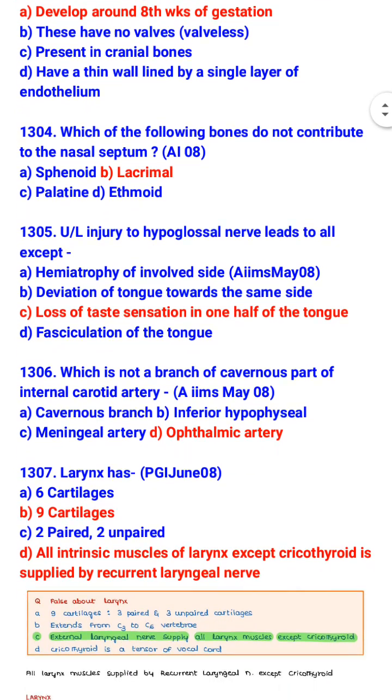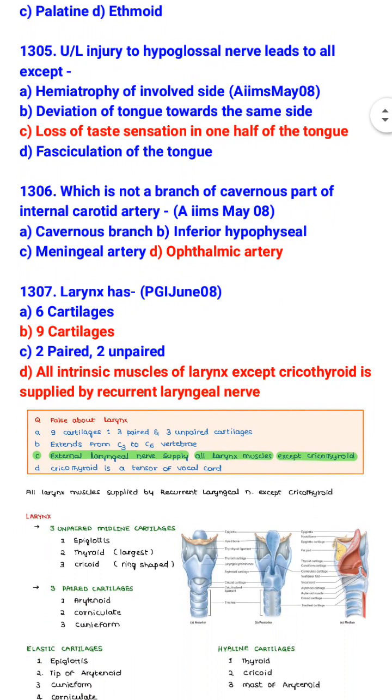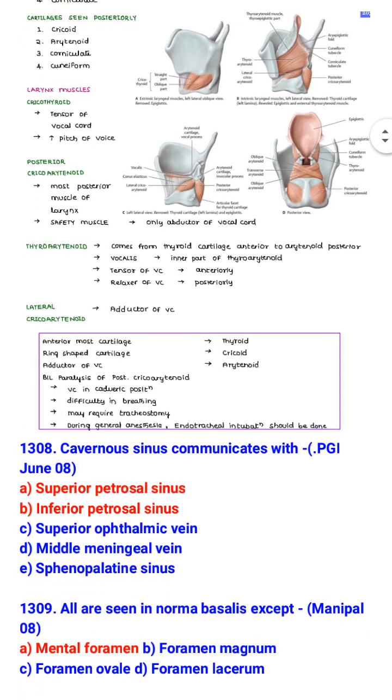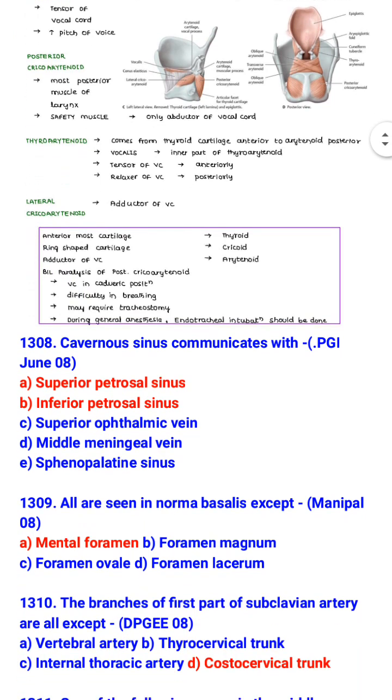Branches of the cavernous part of internal carotid artery are cavernous branch, inferior hypophyseal, and meningeal artery. Larynx has 9 cartilages. All intrinsic muscles of larynx except cricothyroid are supplied by recurrent laryngeal nerve. Cavernous sinus communicates with superior petrosal sinus and inferior petrosal sinus.